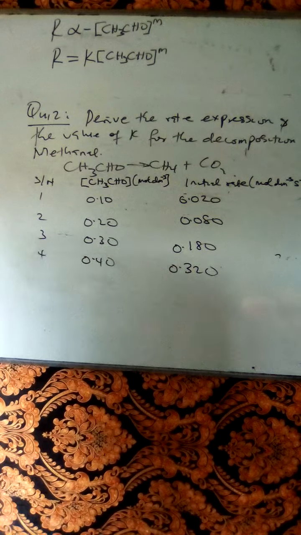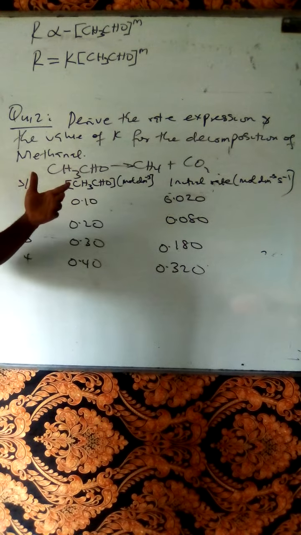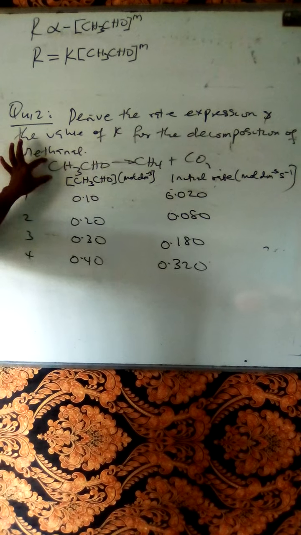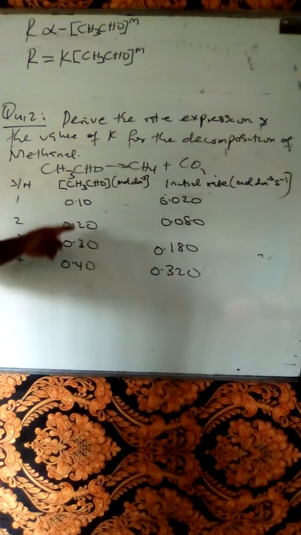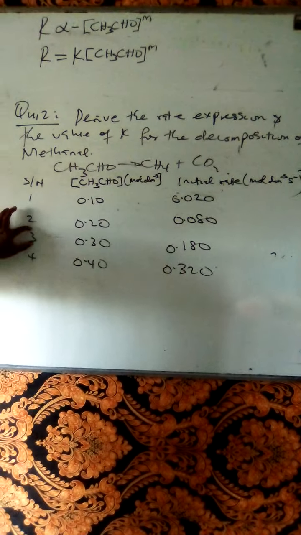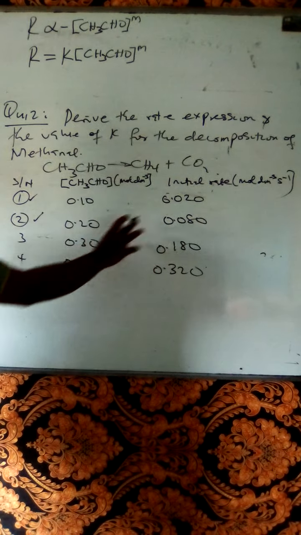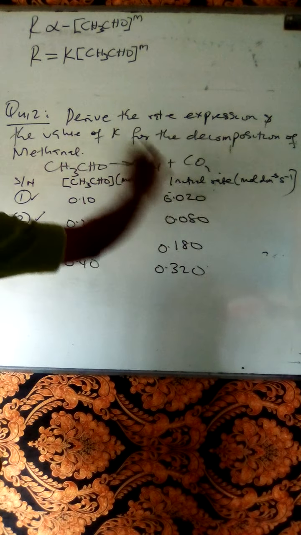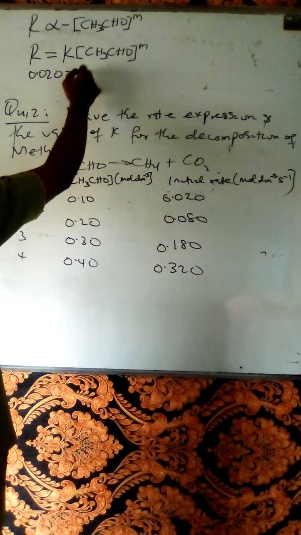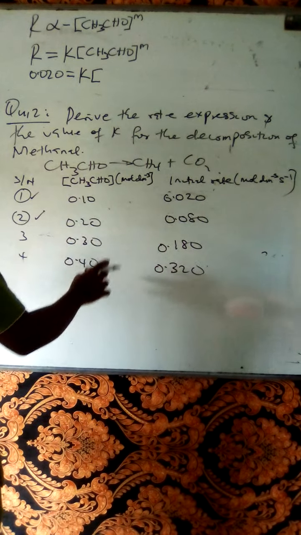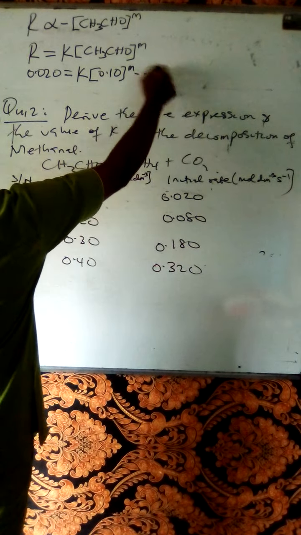Having done that, since the reaction involves only one reactant, that is a unimolecular reaction, we're now going to use any two sets of experiments. I can use 1 and 2, I can still use 3 and 4. If I use experiments 1 and 2, I will substitute the values into this. Let me start with the first one: 0.020 for R, then K is unknown, then the concentration is 0.10 raised to power M. I'll call this equation 1.